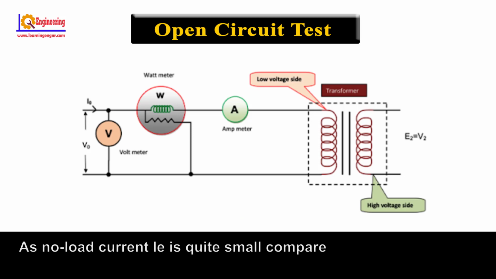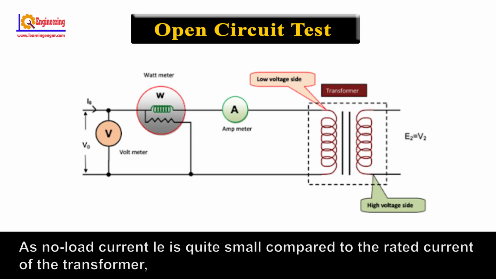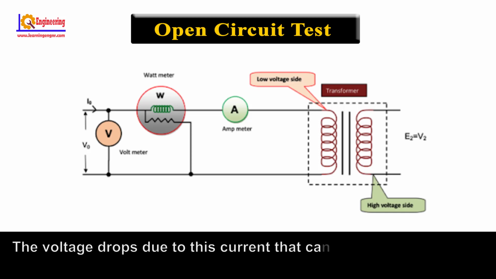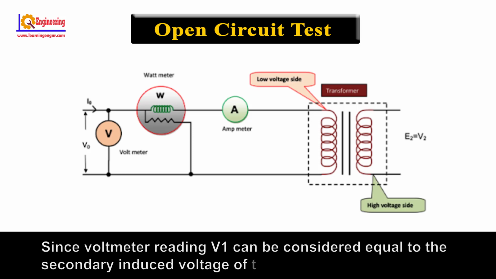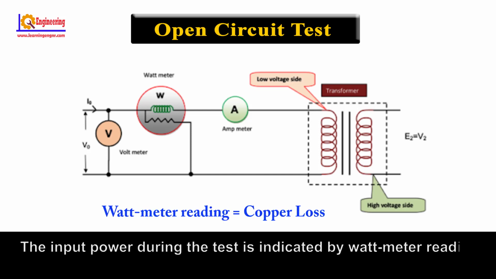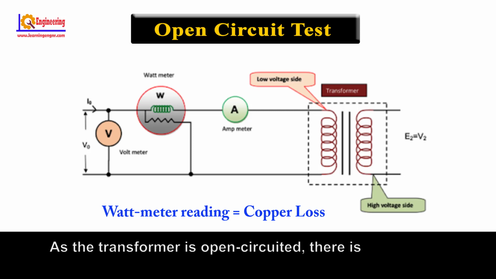As the no-load current I0 is quite small compared to the rated current of the transformer, the voltage drops due to this current can be taken as negligible. Since the voltmeter reading V1 can be considered equal to the secondary induced voltage of the transformer, the input power during the test is indicated by the wattmeter reading. As the transformer is open circuited, there is no output.